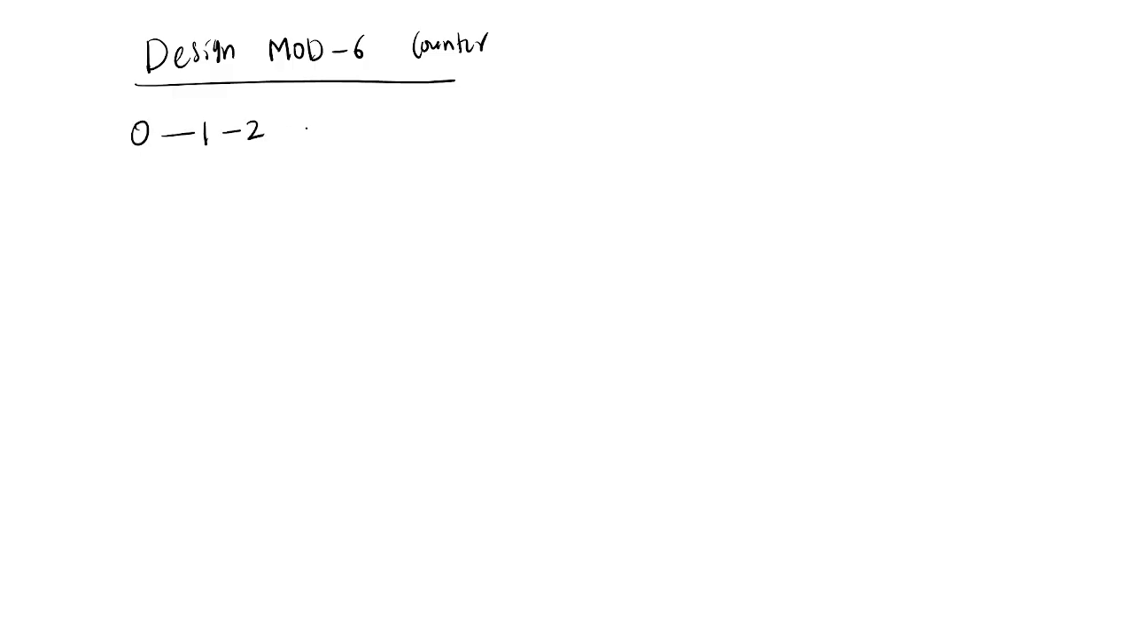So I want to design a mod 6 counter. A mod 6 counter means it will count from where to where? 0, 1, 2, 3, 4, 5. After 5 again it will come to 0, 1. It should skip 6 and 7.